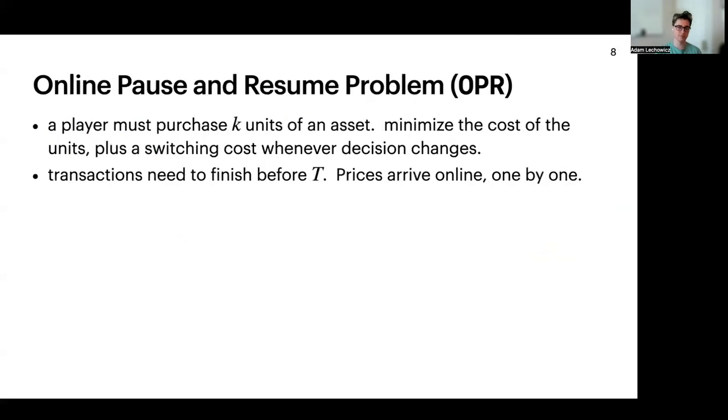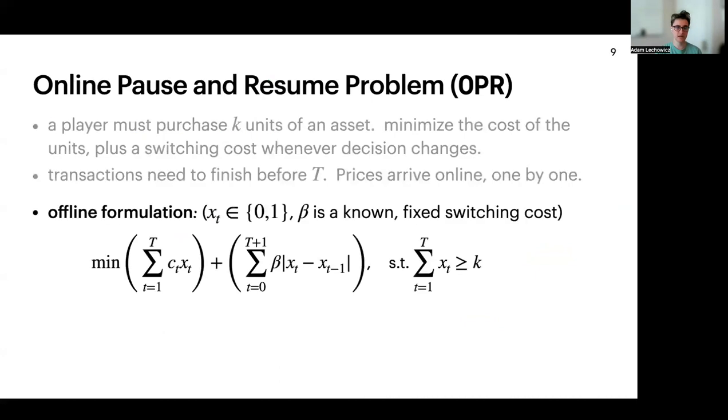We formalize a problem that we call online pause and resume. We say that a player must purchase K units of some asset. They want to minimize their purchasing and switching cost, and to preserve the deadline, we'll say that all of these transactions need to finish before T. If we knew the prices in advance, we could formulate an offline problem as follows. So C sub T here is the price, X sub T is our decision, and it's just binary. We run or we don't run. Here, beta is a coefficient that defines the switching overhead. We also have a constraint on the right-hand side that enforces completion of the job.